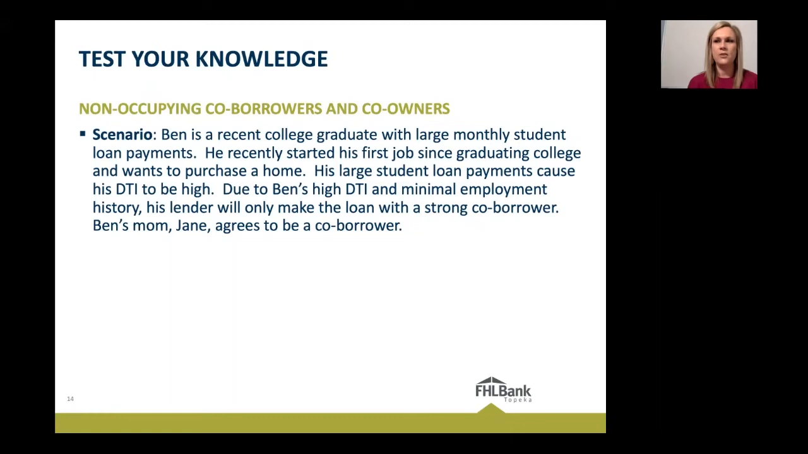In this scenario, Ben is a recent college graduate. He recently started his new job after graduating college and wants to purchase a home. Ben's debt to income is high due to the large student loan payments, and he hasn't been on his job very long. Because of these factors, his lender will only make the loan with a strong co-borrower. Ben's mom, Jane, agrees to be a co-borrower. Is this scenario eligible for HSP grant funds?